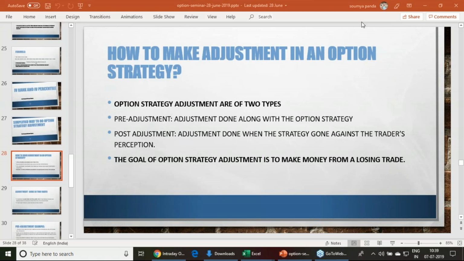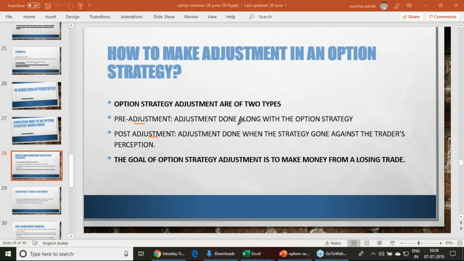This is a much talked about subject, and it is a very conflicting subject also. When it comes to option adjustment, it has many contrasting views. But summarizing all, option adjustments are of two types: pre-adjustment and post-adjustment.